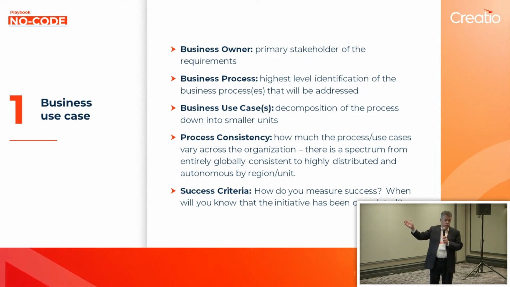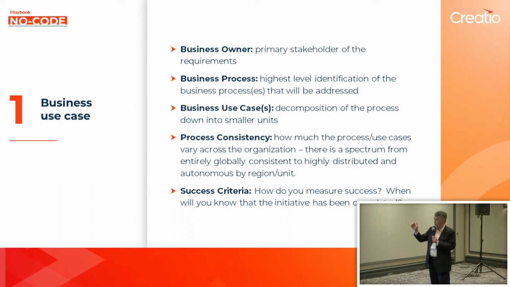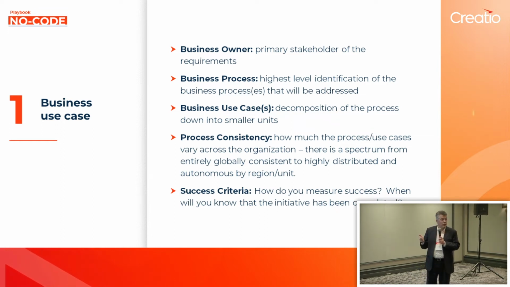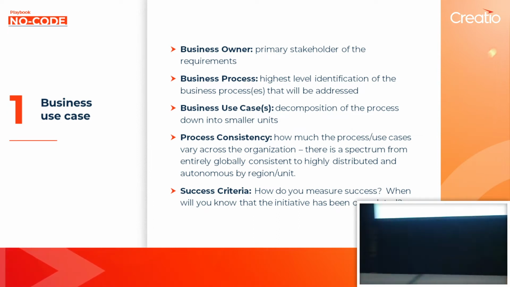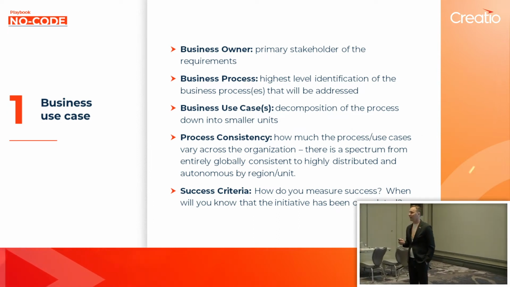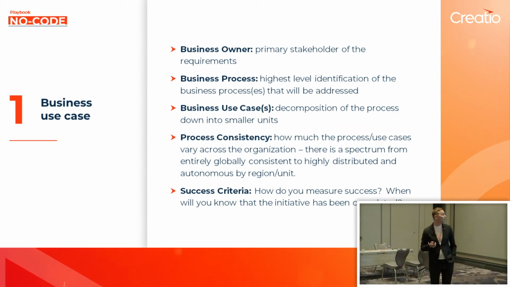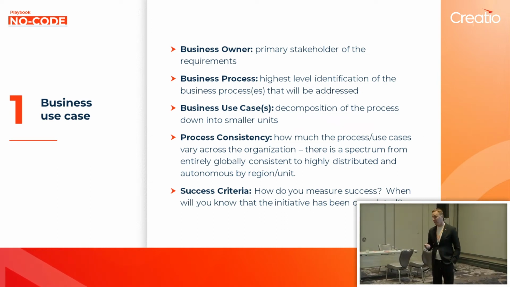And the last is super important. What is the success criteria for this initiative? How do you know that it met expectations? Again, that loops back to the owner of the business process in most cases. And it's super important to coach your stakeholder and explain to them what your expectations are.